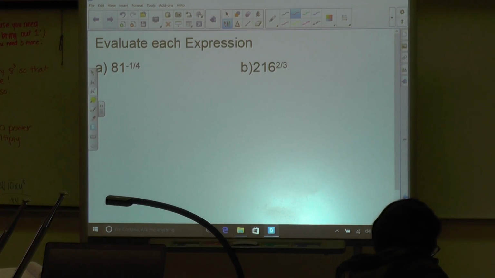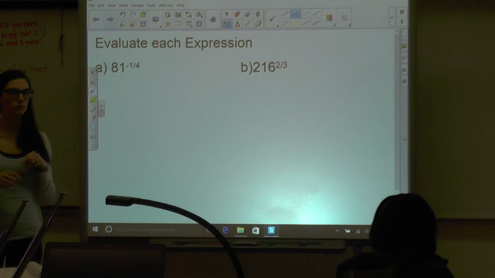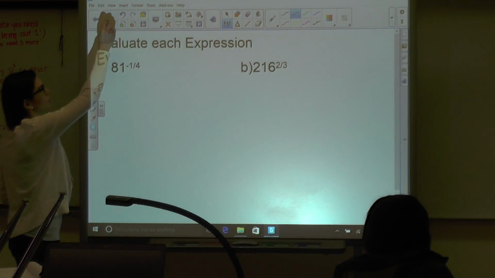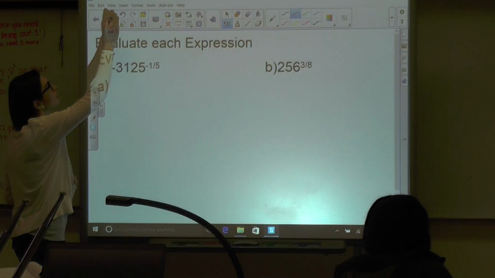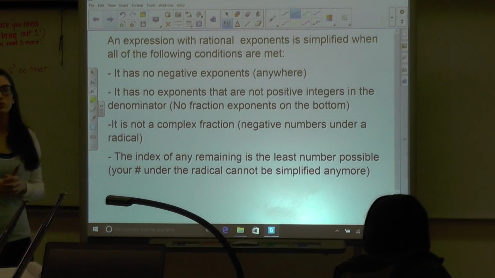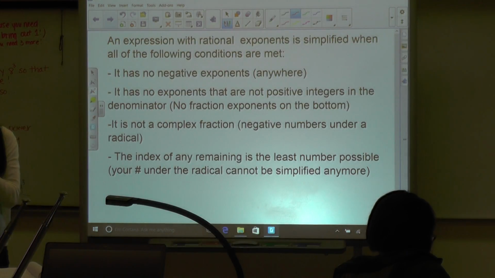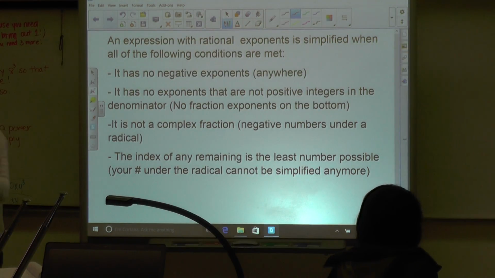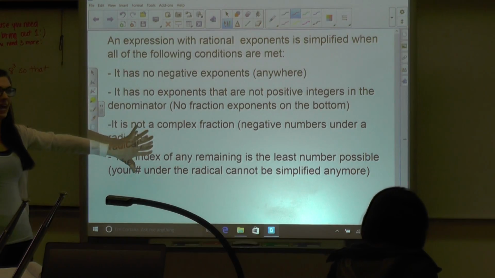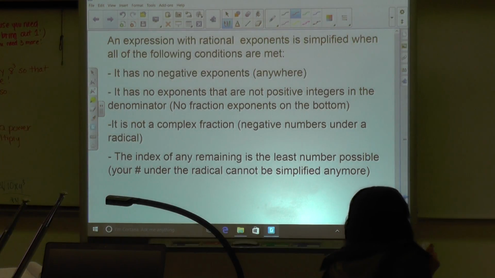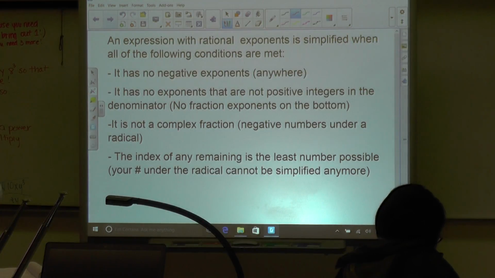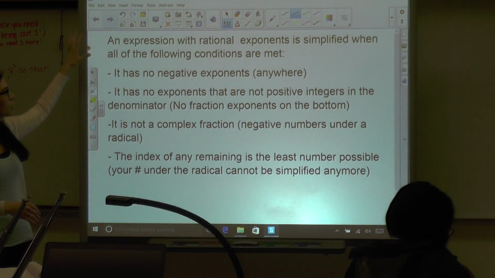Do you want to know the rules for simplifying before or after? Usually I give them to you after, but I'll give you the option. Okay. So I want you to write down these rules. This is how you know. You asked me last time, how do we know when we're fully done? Well, for these problems, this is the list that has to be fully completed to know that you are completely done with solving this.